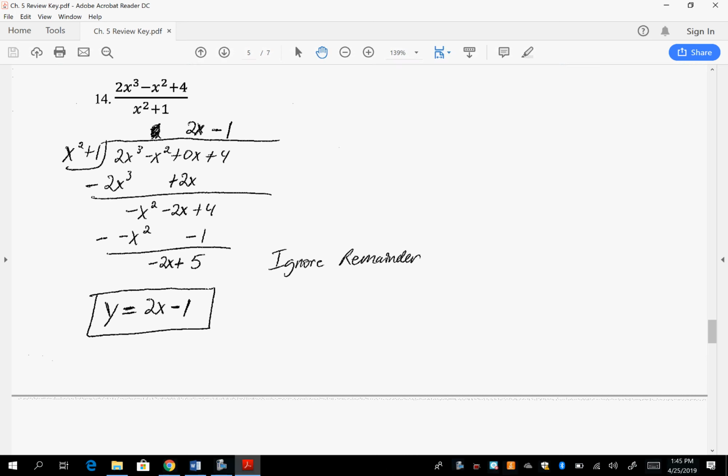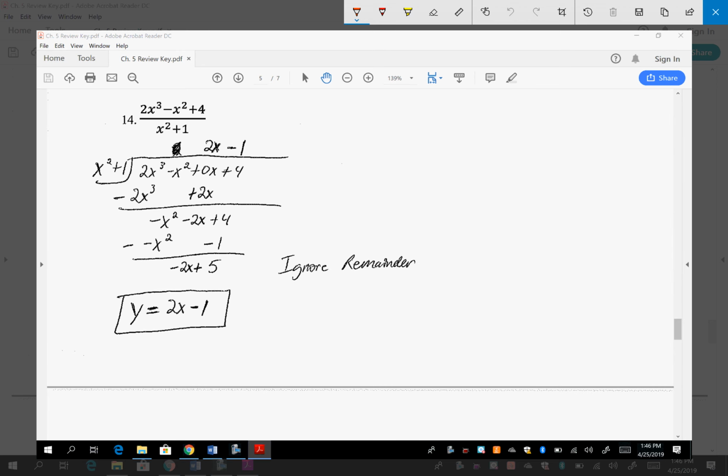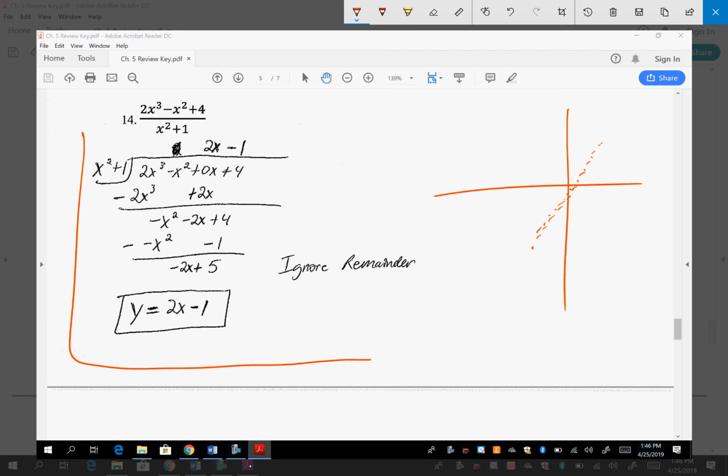So do you guys see how the degree of the numerator is greater than the degree of the denominator by 1? That means you'll have a slant asymptote and you will not have a horizontal asymptote. So it'll be like a line. Let me show what I mean. You're going to have a slant asymptote like this. Slant just means it's not up and down or side to side. It's slanted.